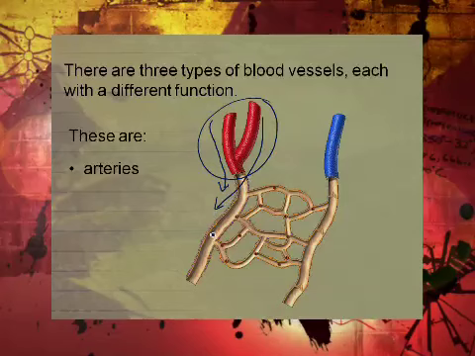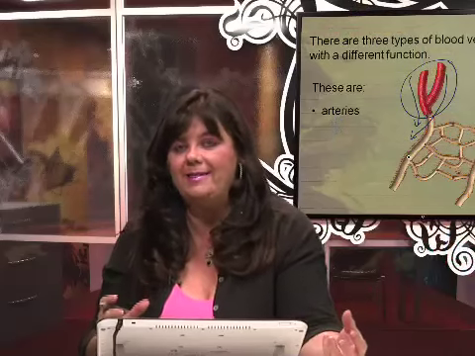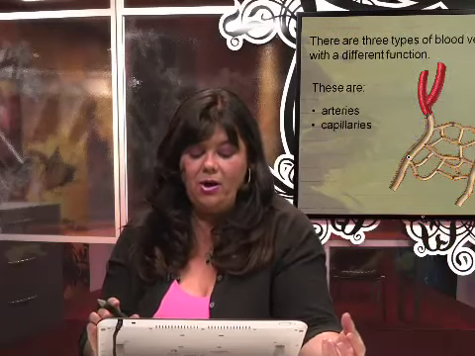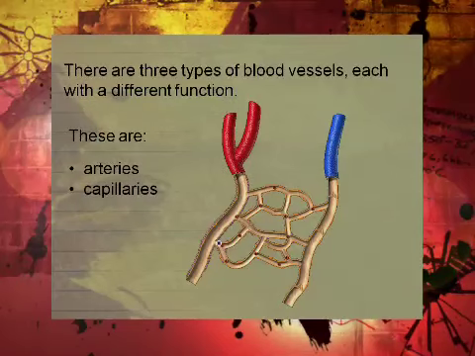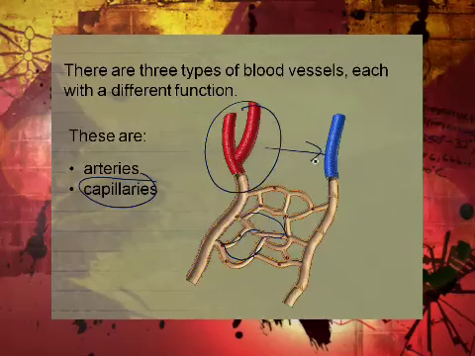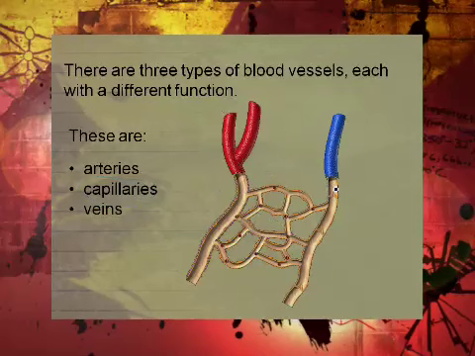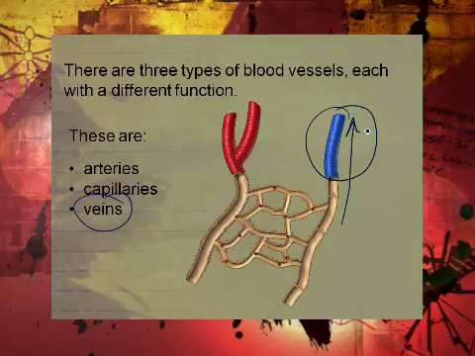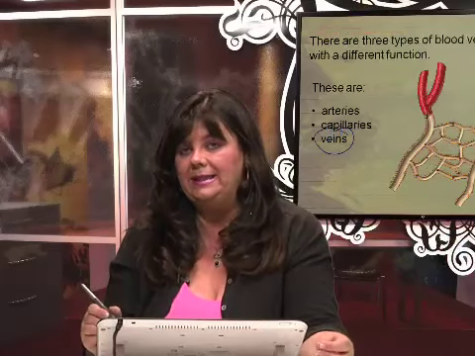They're going to drop off the oxygen, they're going to drop off food at the cells, and then the arteries are going to break up into capillaries, which are very, very tiny blood vessels that connect the arteries across with the third kind of blood vessel called the vein. The veins then carry the deoxygenated blood back to the heart, and therefore we usually see on pictures that veins are indicated in blue.